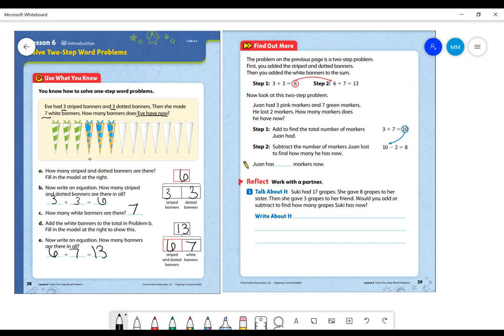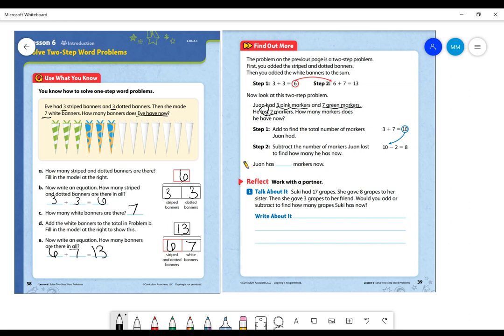All right, let's go on to find out more. It says the problem on the previous page is a 2-step problem. First, you added the striped and dotted banners. Then you added the white banners to the sum. Now look at this 2-step problem. Juan had 3 pink markers and 7 green markers. He lost 2 markers. How many markers does he have now?